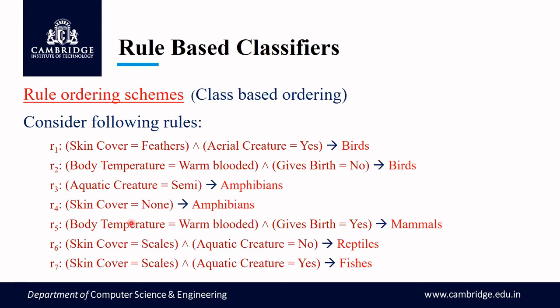So even though this is a high quality rule, I have to follow the class based ordering, which tells that take those rules which belong to a class whose frequency is high, and list them first. So that is your class based ordering. So this is about the rule ordering schemes that we have.